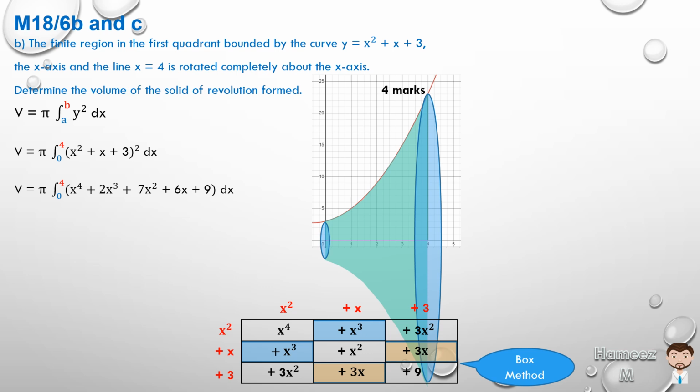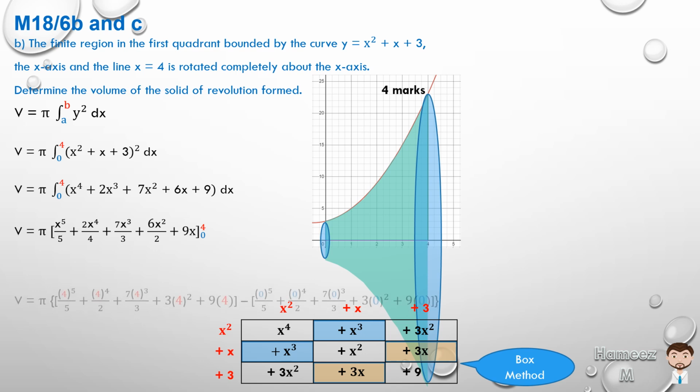So the volume will be pi times the integral of what we've just written, which is x to the 5 on 5, plus 2x to the 4th on 4, plus 7x cubed on 3, plus 6x squared on 2, plus 9x, plus c. But we don't need to write the constant of integration because this is a definite integral, which means when we substitute, the c's will cancel.